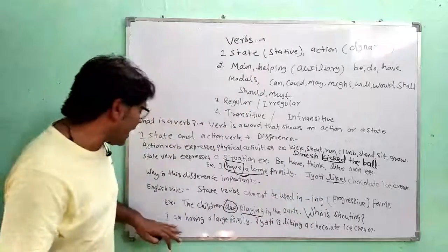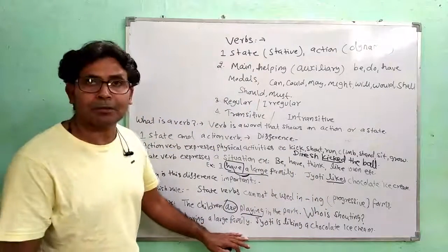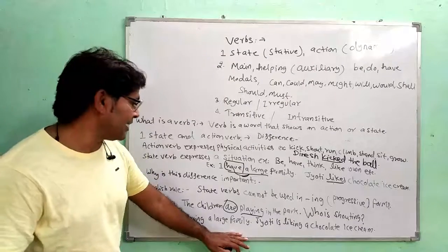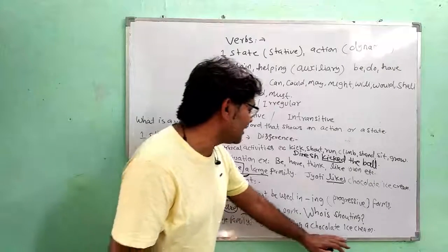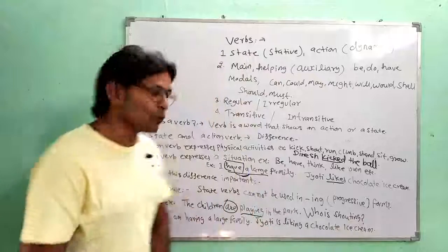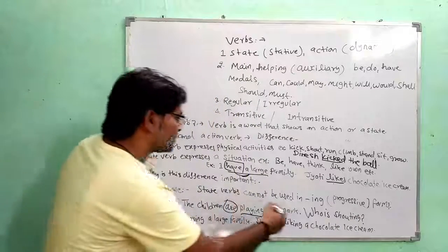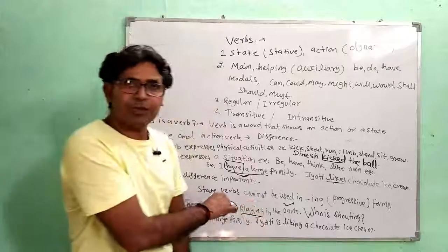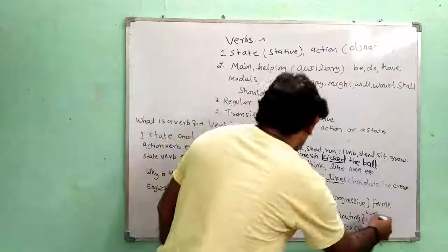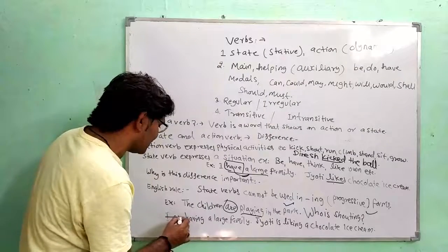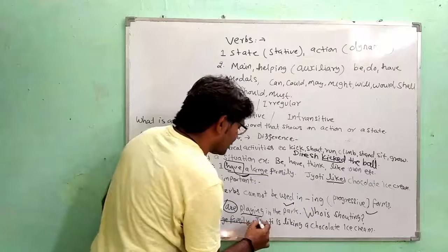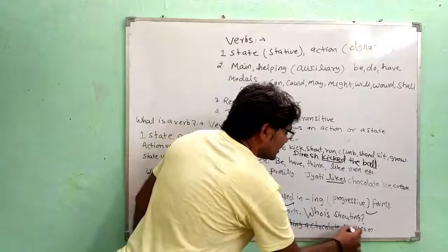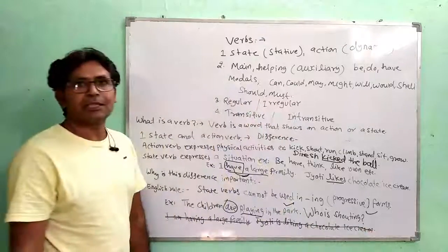But: I am having a large family. And another sentence: Jyoti is liking a chocolate ice cream. So these first two sentences are correct because we can see the physical activity involved over here. But these two sentences are totally incorrect because we do not use ing or continuous form with state verbs.